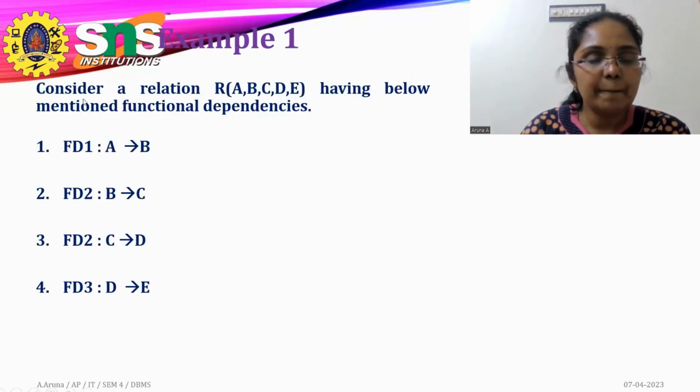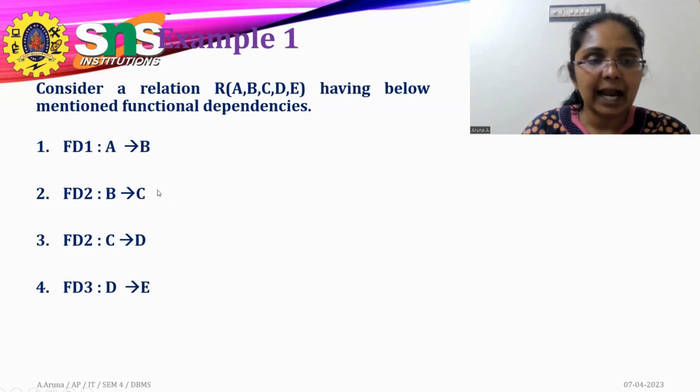So write down this example. Consider a relation, which is nothing but a table or a database; we can call it a relation. It can contain the 5 attributes A, B, C, D, and E, having the below mentioned functional dependencies. Here I am giving the 4 functional dependencies. One is A can determine the value of B, B can determine the value of C, C can determine the value of D, D can determine the value of E.